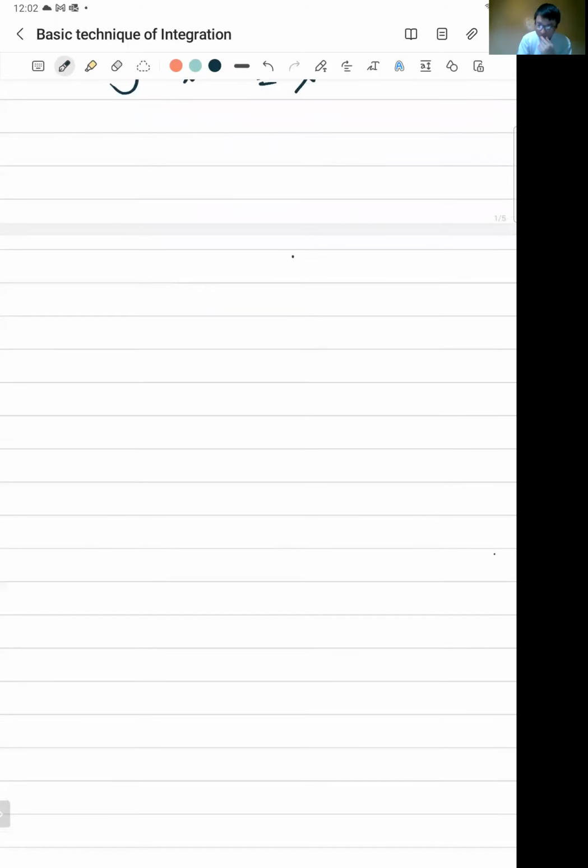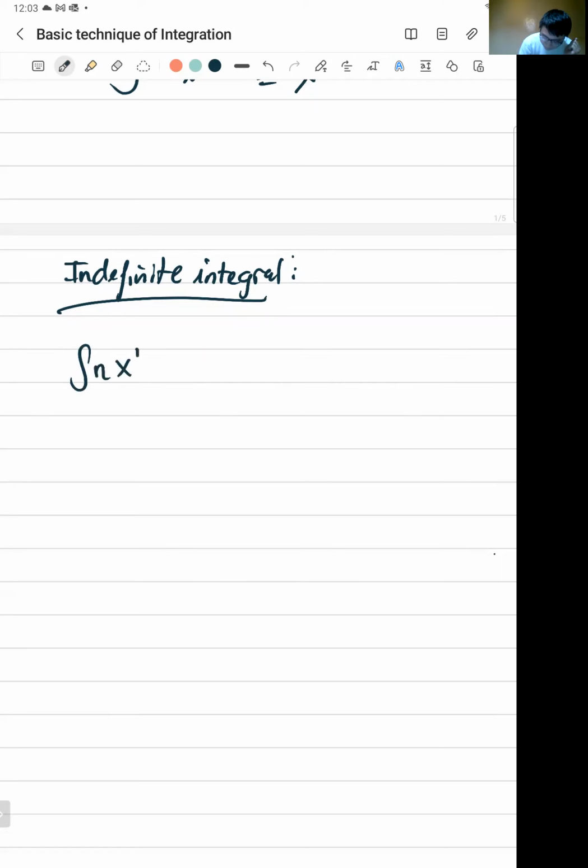Okay, so now I'm going to introduce you to the indefinite integral. There are a lot of things we have to cover here, but I try my best to minimize it and make the topic simplest and easiest to understand as much as I can. Okay, so let's bring that one again.